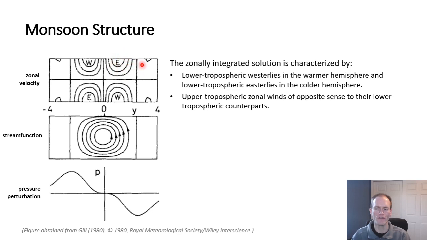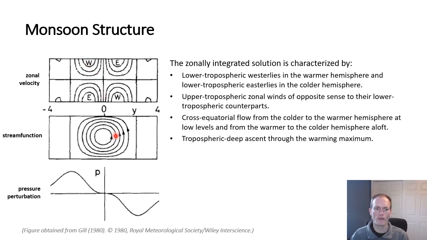You have easterly flow atop the low-level westerlies in the northern hemisphere, the warmer hemisphere in this case, and we have westerly flow atop the low-level easterlies in the southern hemisphere, the colder hemisphere in this case. We have cross-equatorial flow, so going from the southern to the northern hemisphere at low levels, and from the northern hemisphere to the southern hemisphere at upper levels. We also have tropospheric deep ascent. Our warming was applied in the northern hemisphere, and we have rising motion through this latitudinal range.